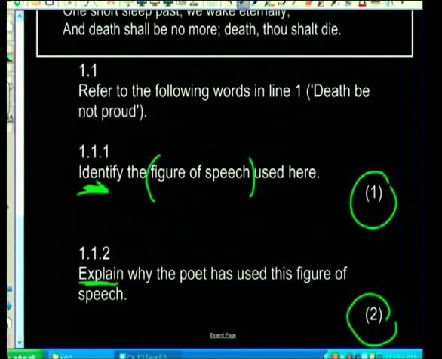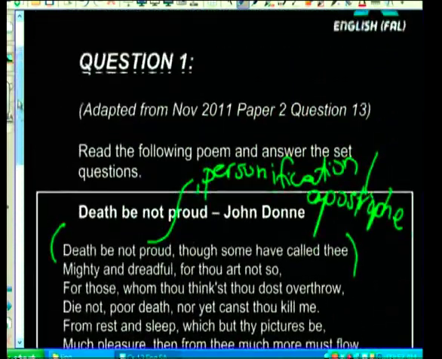Now it asks you a question, and this is for 2 marks. Explain why the poet has used this figure of speech. So why has a poet decided to speak to death as a person and not let death remain as this abstract, scary thing that we can't touch?